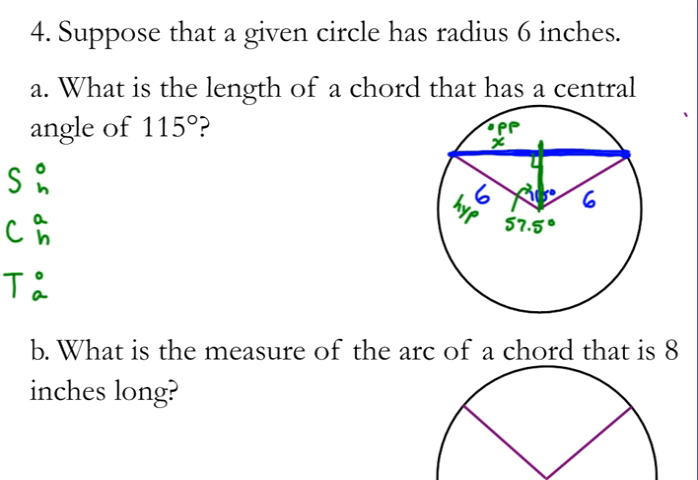Which one's opposite over hypotenuse? Sine. Okay, so let's set up the sine ratio here. We've got the sine of the angle, 57.5 degrees, is equal to the opposite, which is x, over the hypotenuse, which is 6.